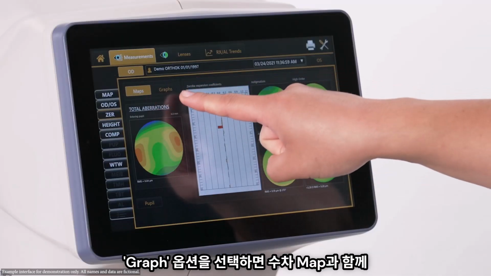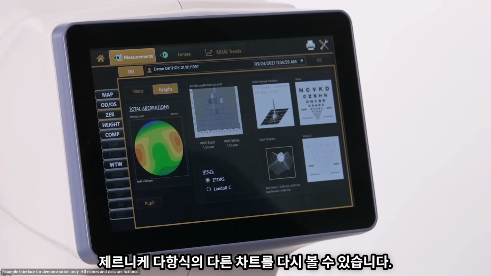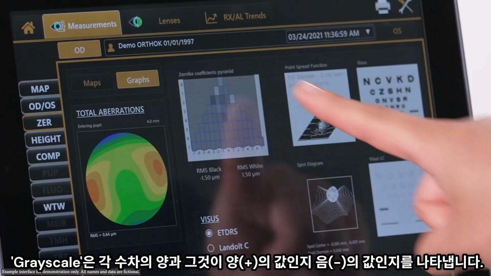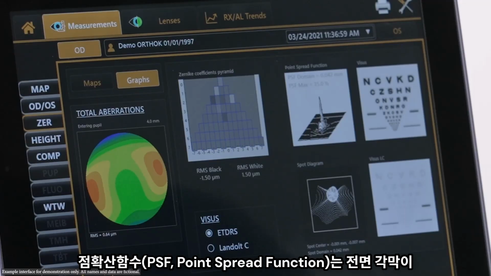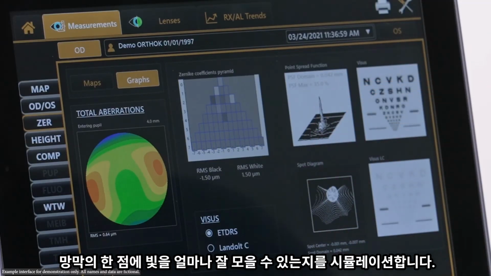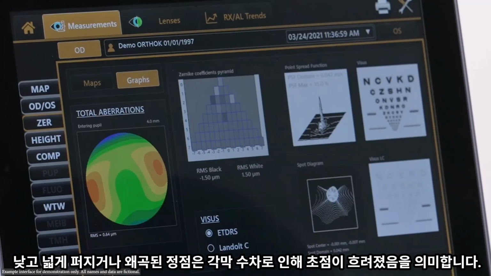The graph option shows the aberration map again, along with an alternative chart of the Zernike polynomials. The grayscale indicates the quantity of each aberration and whether it is positive or negative. The point spread function simulates how well the anterior cornea can focus light to a single point on the retina. A tall, smooth peak indicates good optical quality, while a shorter, more spread out and distorted peak indicates the focus is impaired by corneal aberrations.